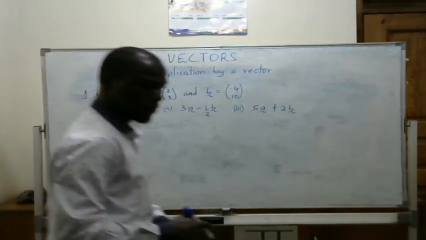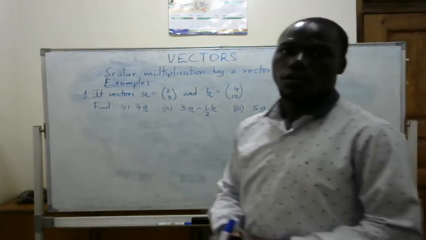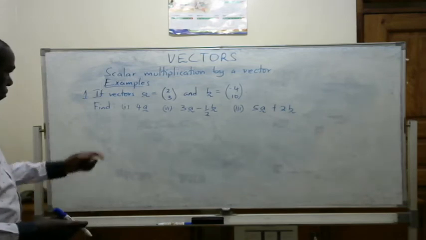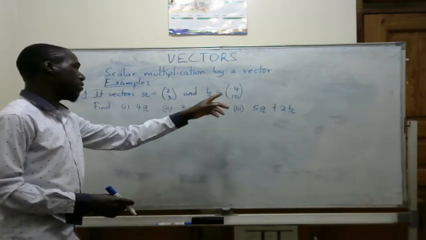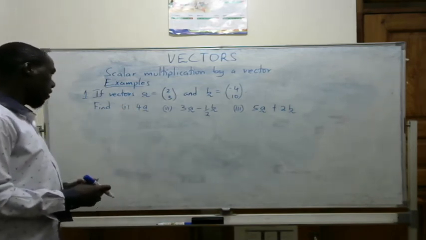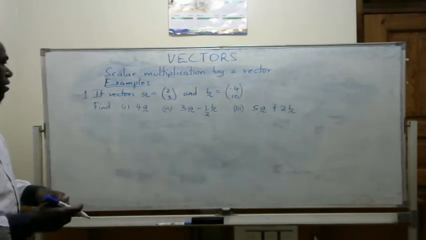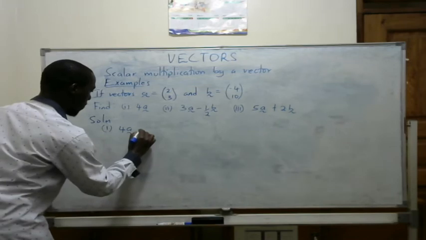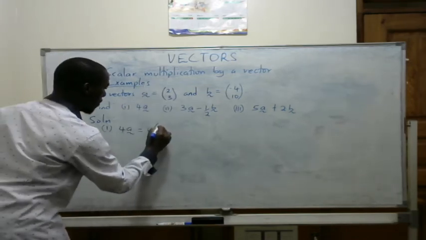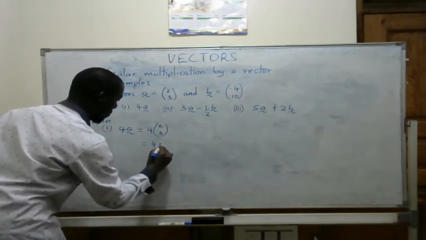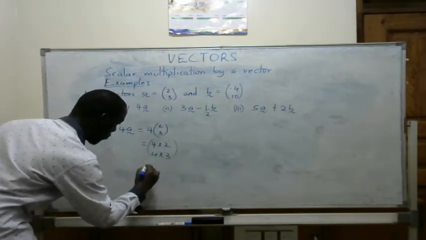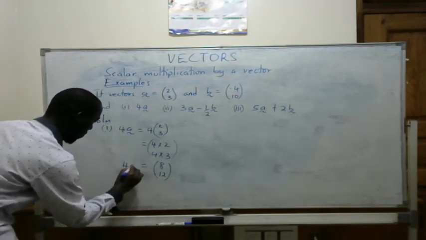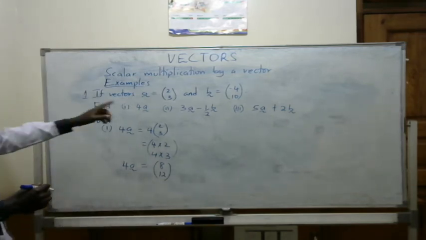So my example 1: if vector A is equal to (2, 3), and B is equal to (-4, 10), find Roman 1, Roman 2, then Roman 3. So my solution. Roman 1, that is 4A. First thing is to substitute 4 times vector A. Vector A is (2, 3). 4 is going to multiply the 2, and 4 is going to multiply the 3. 4 times 2 is 8. 4 times 3 is 12. So this is 4A.